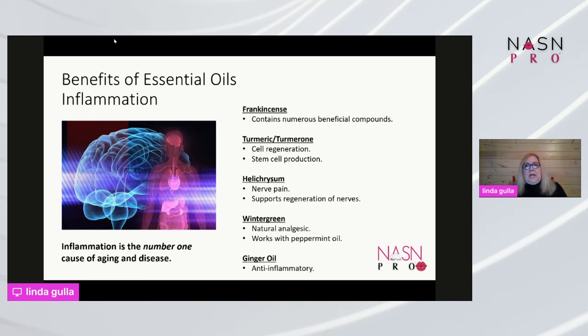So when dealing with your clients, you have to be aware that most of us are inflamed, whether it's our diet or different types of, could be chronic conditions or whatever. So most of us are dealing with inflammation, and inflammation is one of the causes of skin disease. So this is something that you can use essential oils to help you with your clients.